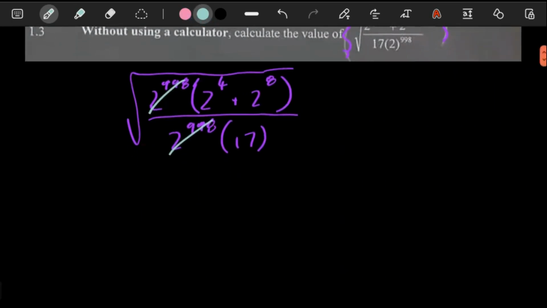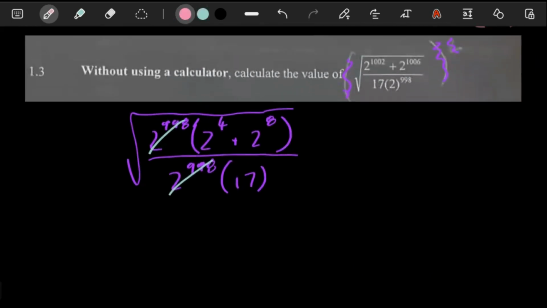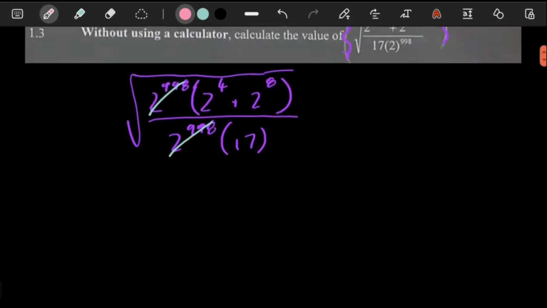Yes, and then what? What do we have? They say without using a calculator. If they say don't use a calculator, you just have to finesse the question. You literally just have to finesse the question.